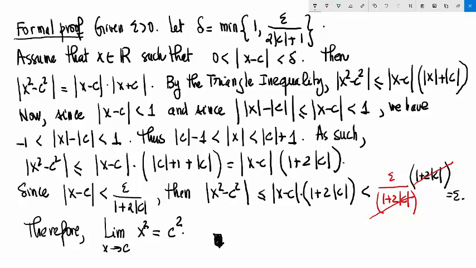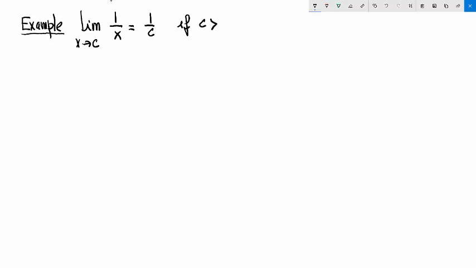All right. Okay, so that's good. Let's move on to another example. And for this example, we would like to show that the limit of 1 over x as x is approaching c is equal to 1 over c if c is greater than 0.